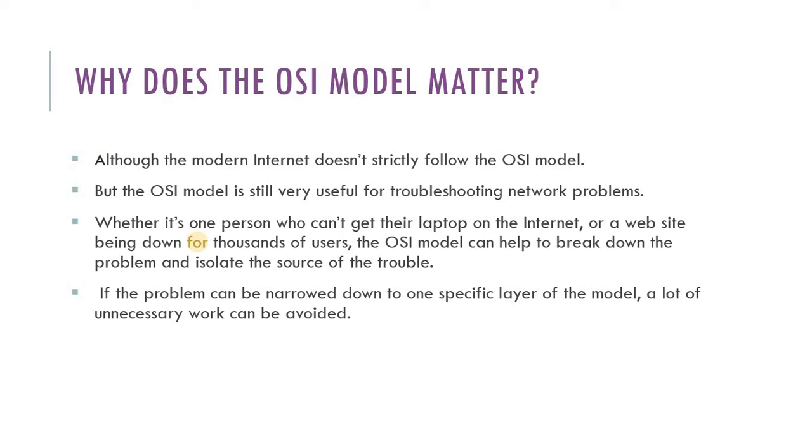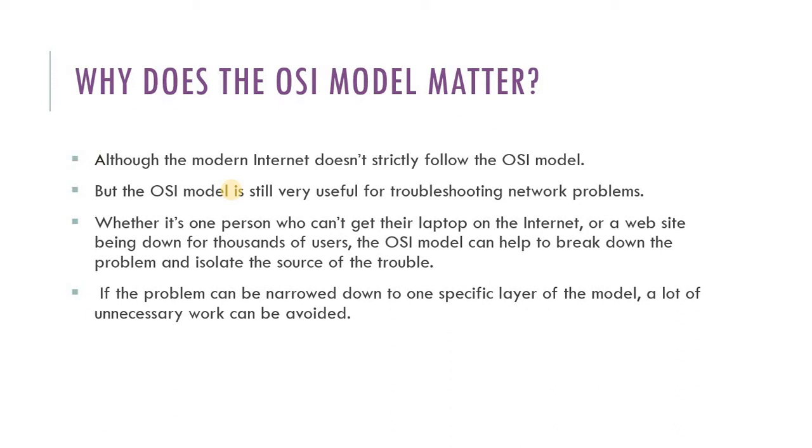So that is why the OSI model is very important. Although the modern internet doesn't strictly follow the OSI model, the OSI model is still very useful for troubleshooting network problems. Whether it's one person who can't get their laptop on the internet or a website being down for thousands of users, the OSI model can help to break down the problem and isolate the source of the trouble.